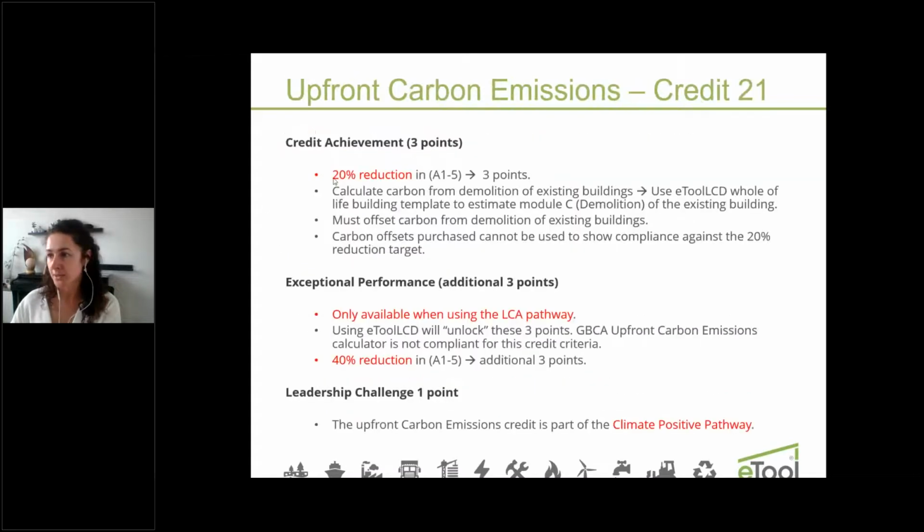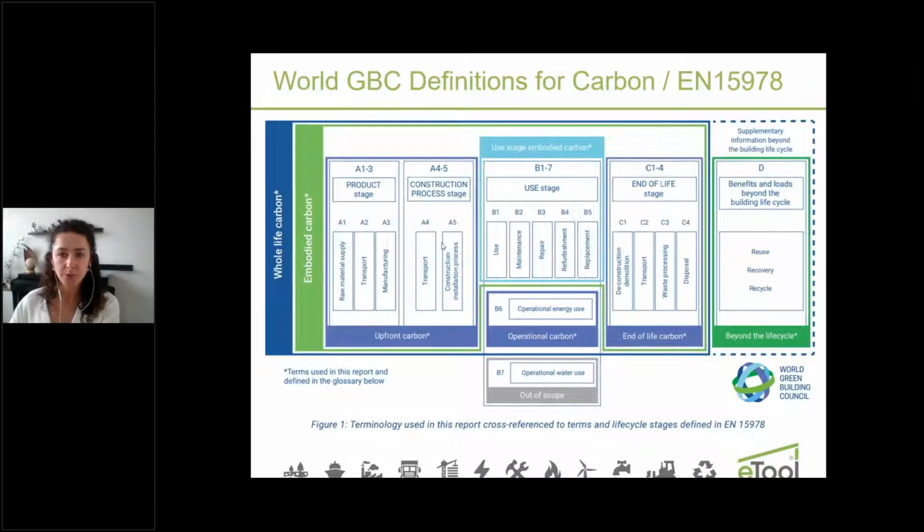So let's start with upfront carbon emissions, credit 21. To achieve this credit, you are required to reduce upfront carbon by 20%. This will give you 3 points, and the modules that are included here are A1 to A5. As you know, per international standard 15978, we're speaking here about this field, upfront carbon, modules A1 to A5.